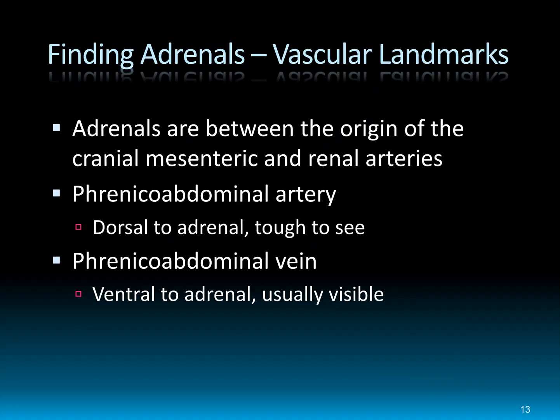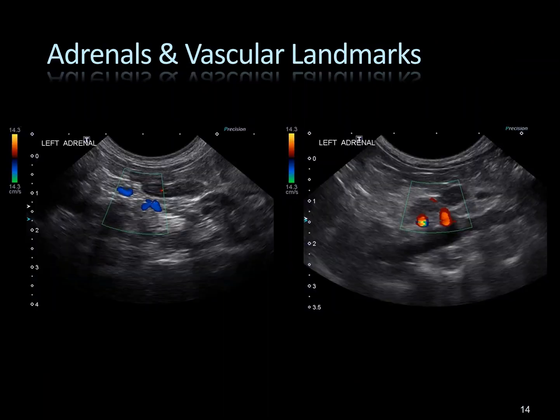I've also used several vessels other than the biggest vessels to identify and find my adrenal glands. The adrenal glands are going to be between the level of the cranial mesenteric artery and the renal artery on that side. So if you can find those two vessels, then you know you're in the right neighborhood. There's also a phrenicoabdominal artery that runs dorsal to each adrenal gland. We don't usually see that artery on either side, but we often see the phrenicoabdominal vein, which runs ventral to each adrenal gland. Usually that's not so much of a landmark because you've found the adrenal gland before you find the vein, but it can be another helper sometimes.